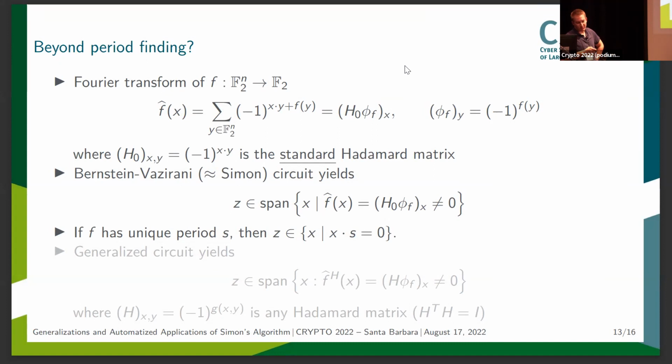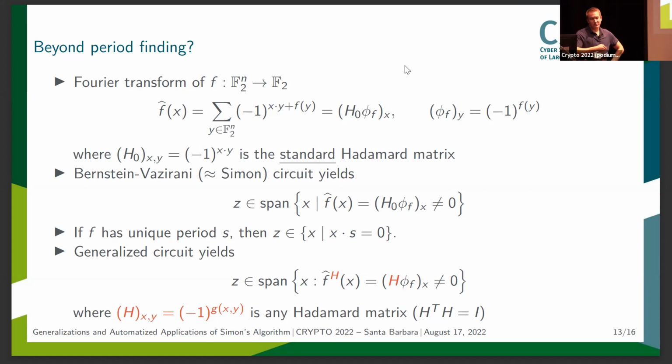And now our generalization is that we look at a slightly different transform where we don't use the standard Hadamard matrix anymore, but just any Hadamard matrix. So just a quick reminder, Hadamard means that the transpose of the matrix times the matrix is the identity. And of course, the entries are (-1) to some function g that takes as input the entry.